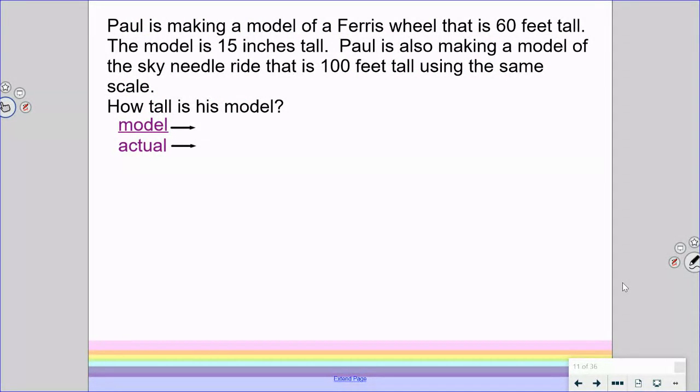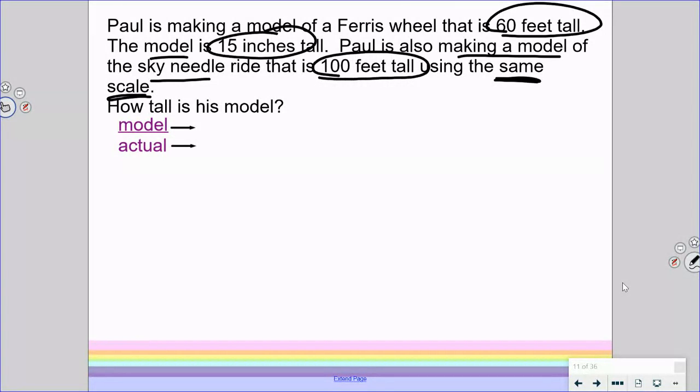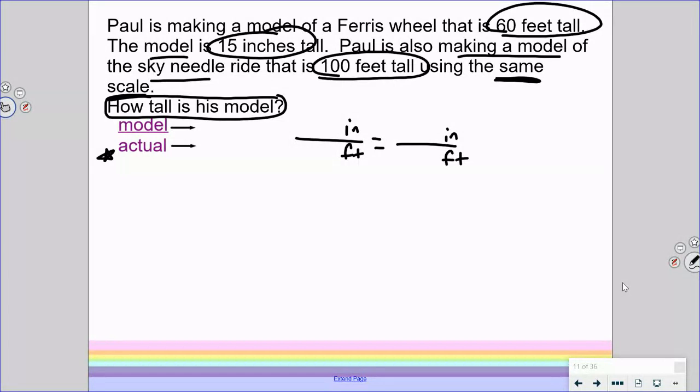One more, we got a Ferris wheel here, 60 feet tall, model is 15 inches. Now, he's going to make a model of the Sky Needle using the same scale, and we know that the Sky Needle is 100 feet tall. Question, how tall is the model? Now, as promised, I'm trying to be consistent, just keep model to actual. So in this case, I will do inches compared with feet. But you could reverse, as long as you are consistent, you could do it feet to inches, and still the cross products will be equivalent.